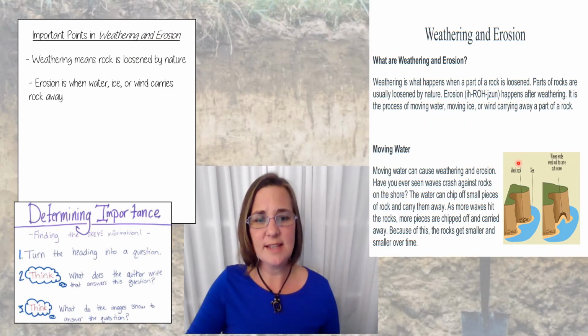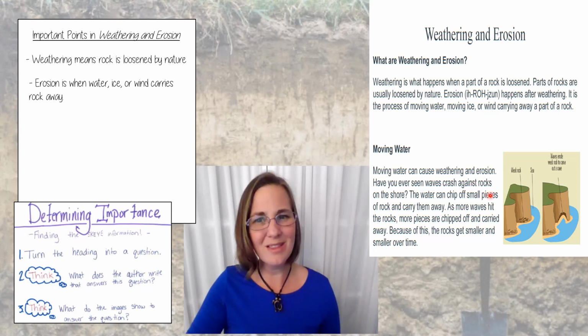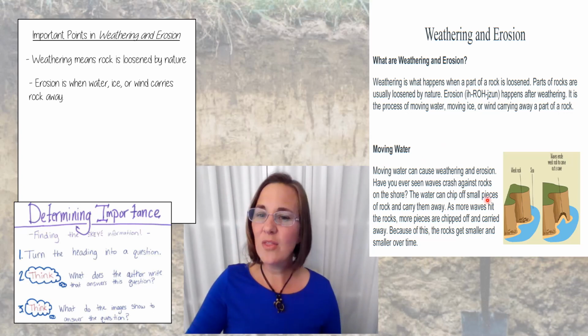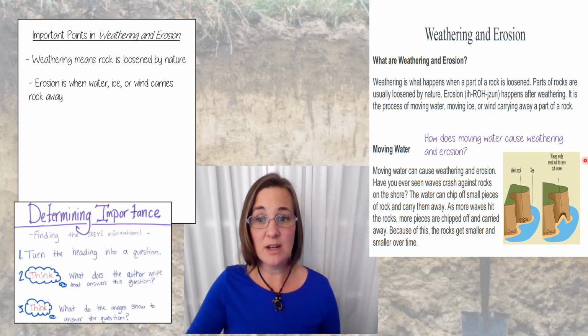Let's take a look at the next section. Remember, if we want to find the most important points, we can turn the heading into a question. Well, the heading is moving water. But I can't just say, what is moving water? Because this part of the article really wasn't about what is moving water. Really, I need to think, what was the author talking about here? Well, the author was really talking about how moving water can cause erosion. So I can use that for my question. How does moving water cause weathering and erosion?